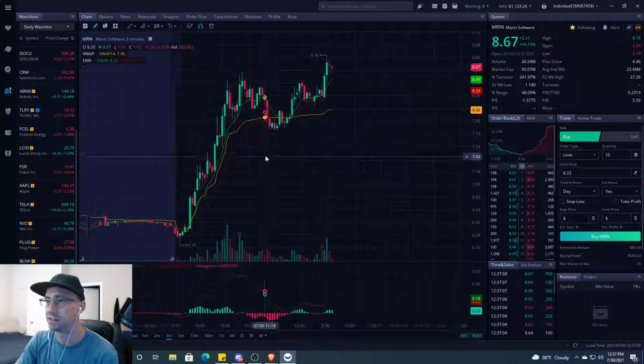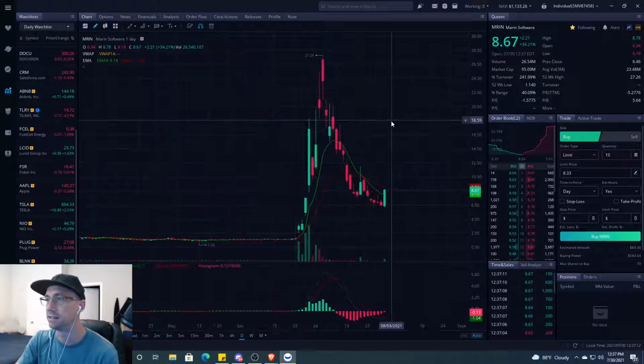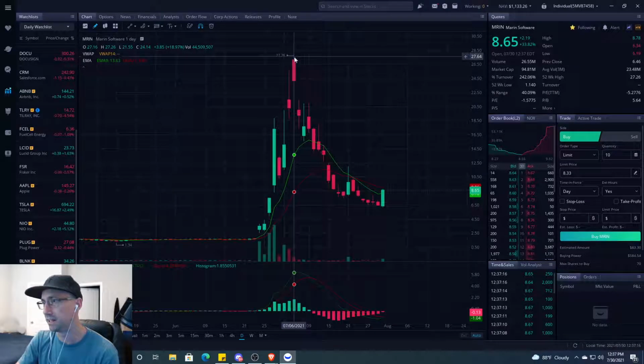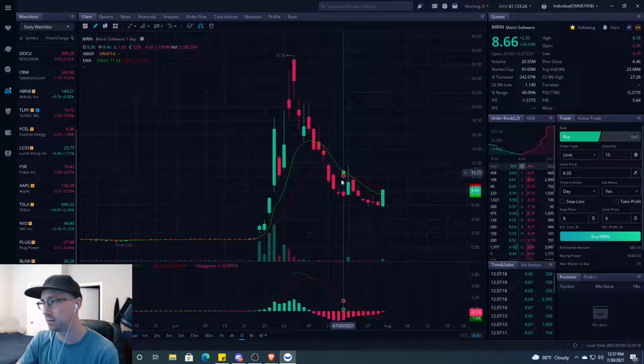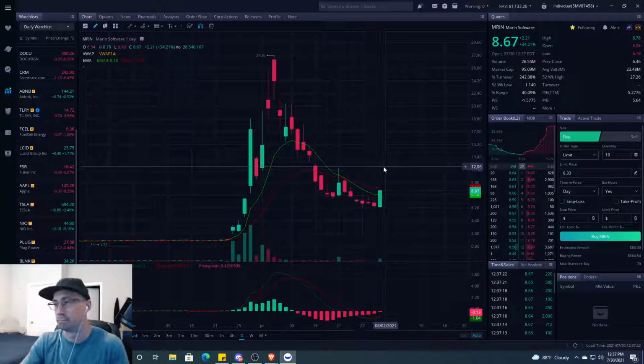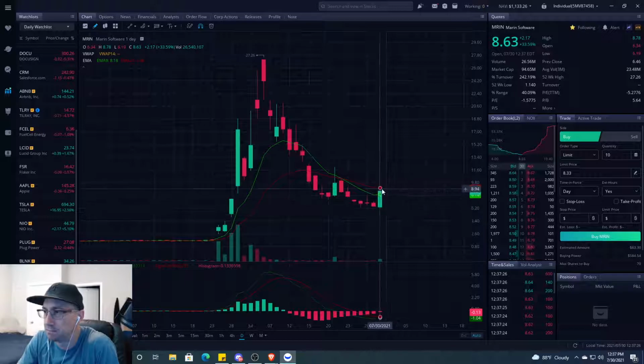It's just heavily shorted. You can see if we go back, I was on the daily candle. You look at this daily, it was getting shorted around here, and it went from 27 bucks all the way down to $6. That's just ridiculous. But you can see the MACD is starting to curl on the daily and possibly move.